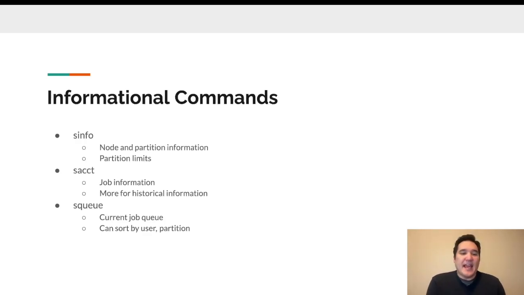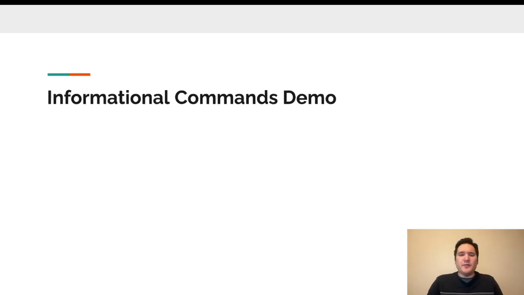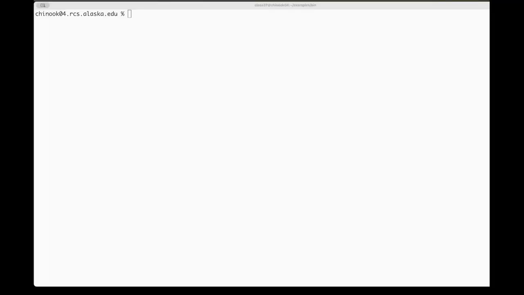And then finally, the squeue command. So squeue will show you the current job queue, what jobs are currently running and which ones are currently scheduled. You can also sort this by user and partition. And this is just a good way of seeing what's going on in the queue, maybe give you an idea of how long your job might take to launch and see what's going on in the system. So let me show you a few demos of these commands. Let's run through some examples of these informational commands.